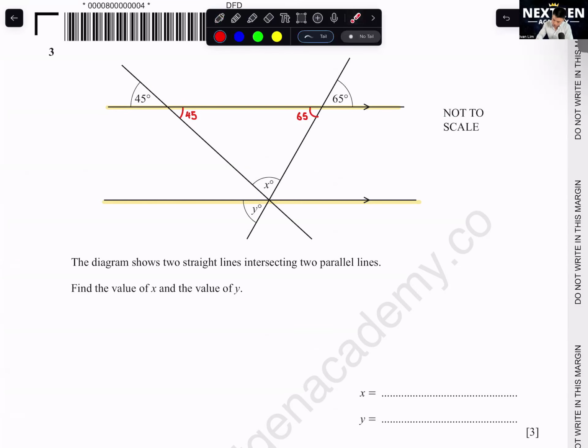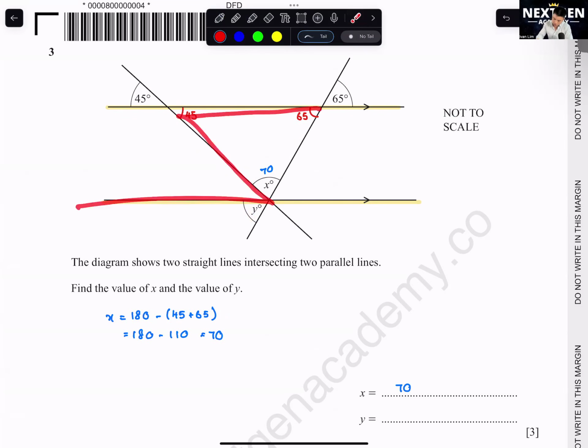Can we find x first? x can be equal to 180 minus 45 and 65. So it will be 180 minus 110, which is equal to 70 degrees. This one is 70. How to find y? I think there are many ways.